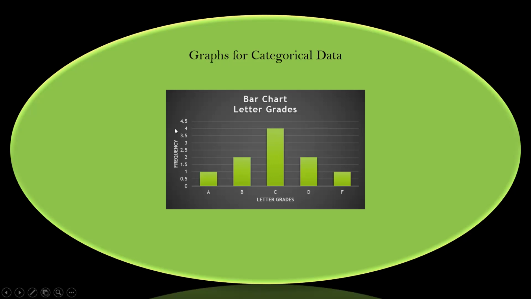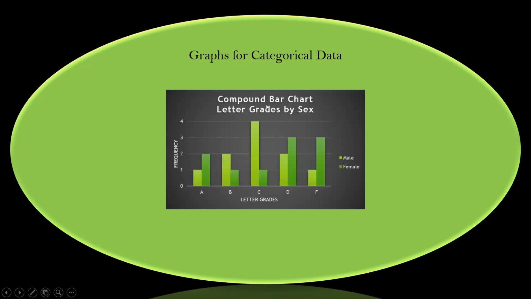Typically, you will see frequency on the y-axis, but you could have relative frequency, you could have relative percent, you could have percent. So this is what you would typically see, frequency or percent, but it could be any of the others that we mentioned, especially in the other graph where we did frequency distribution tables. Here's another example of a bar graph, but in this case, it's a compound, meaning we've got two variables. So we've got letter grade, and then in addition to letter grade, we've got sex, male or female.